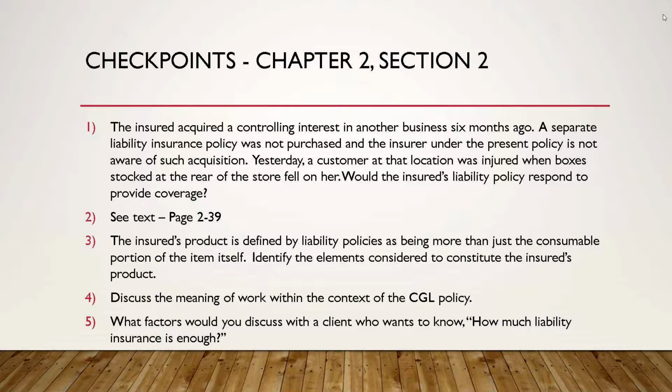The answer is no. There is the extension of coverage to newly acquired locations, but it only exists for 90 days or until the expiry of the policy, whichever is sooner. So because this was 6 months ago, that's well over 90 days, there would be no coverage under this policy. The 6 months gives it away, absolutely.